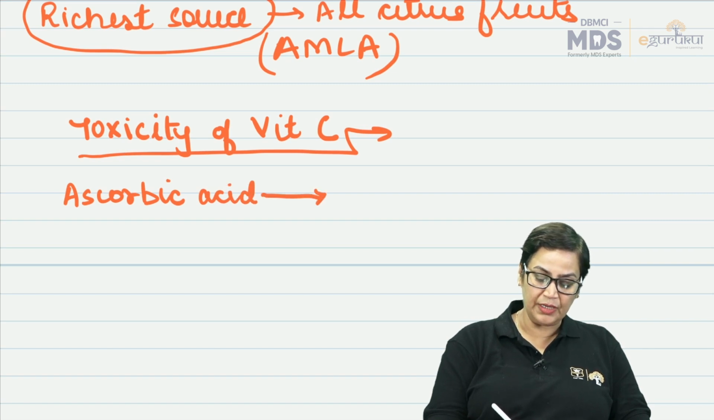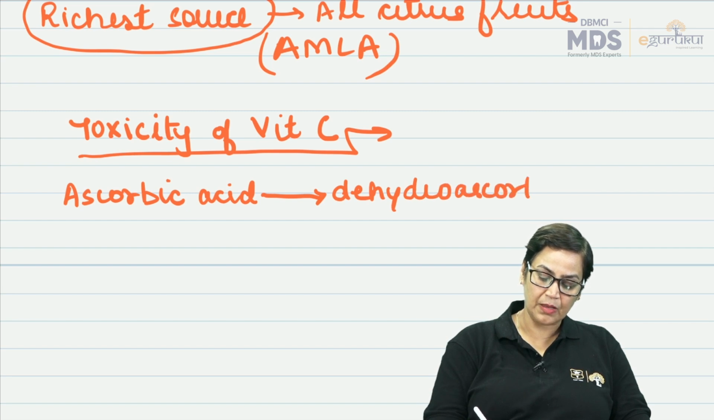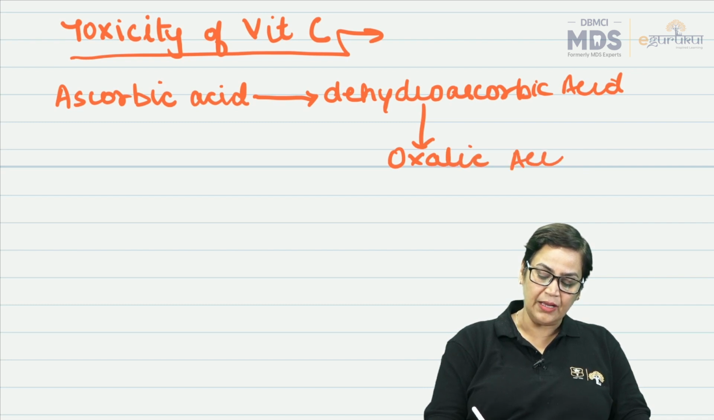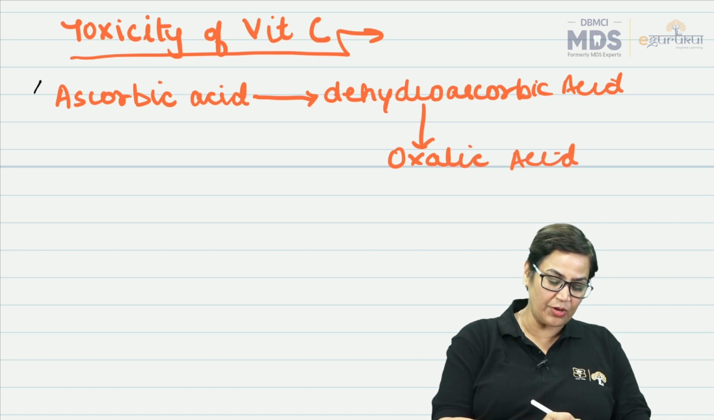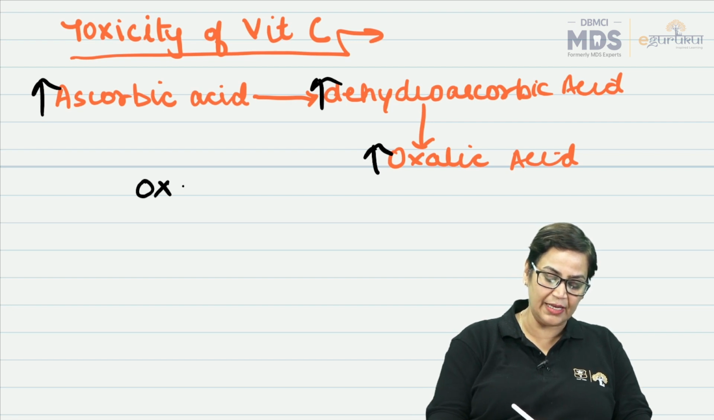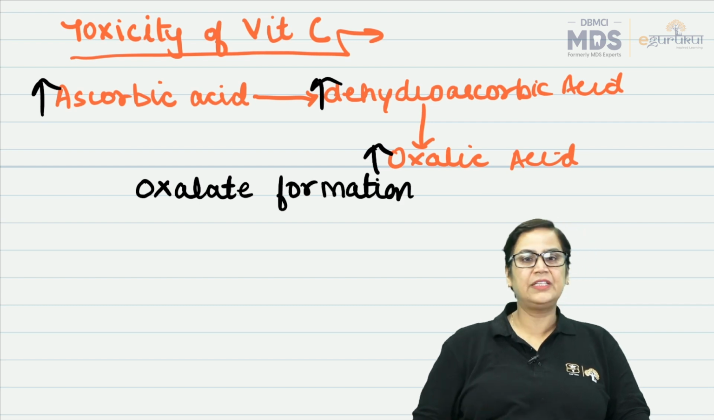is converted to dehydroascorbic acid, and this dehydroascorbic acid is degraded to form oxalic acid. Okay, so if the concentration of ascorbic acid increases, this increases, oxalic acid increases, and it leads to the formation of oxalates. So oxalate formation is one of the very, very important features of increased intake of vitamin C.